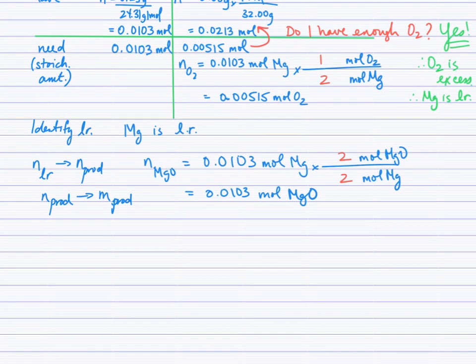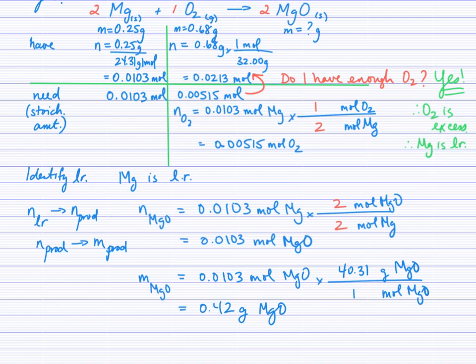And then the final step, and I have broken this up in steps so that you can see that, the final step here is to find the mass of the product, the magnesium oxide, starting with the moles of the magnesium oxide. So here's where the molar mass of magnesium oxide comes into play. In 1 mole of magnesium oxide, how many grams are there? Okay, so with the molar mass of MgO, we finish up with 0.42 grams of magnesium oxide.